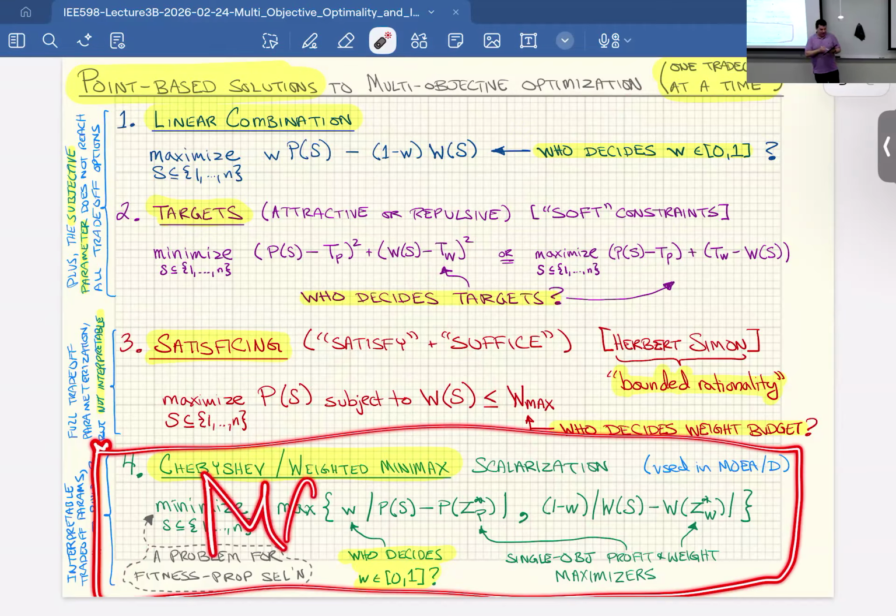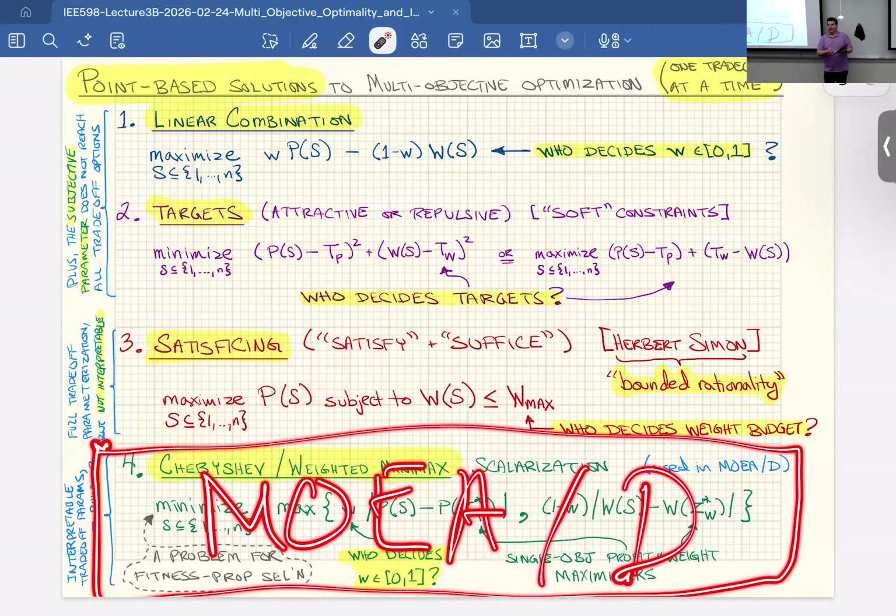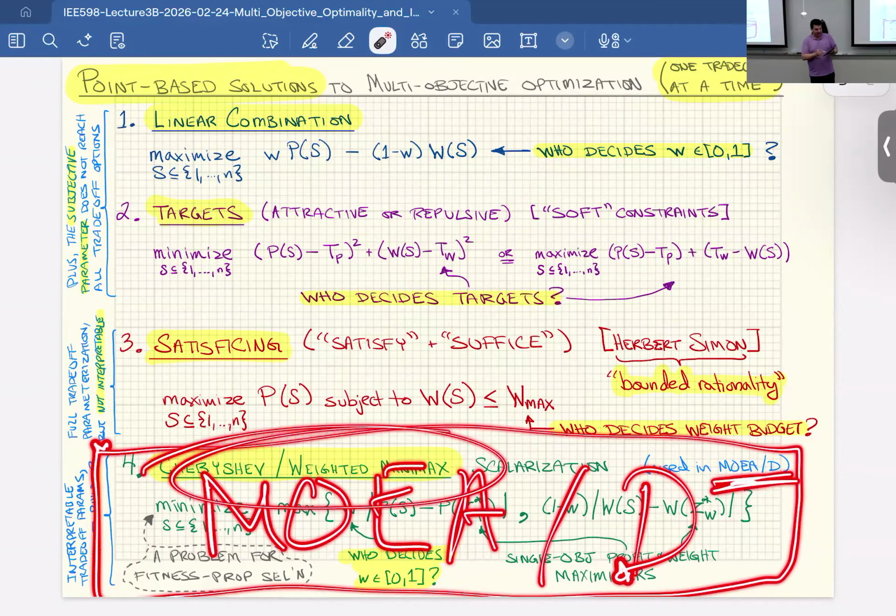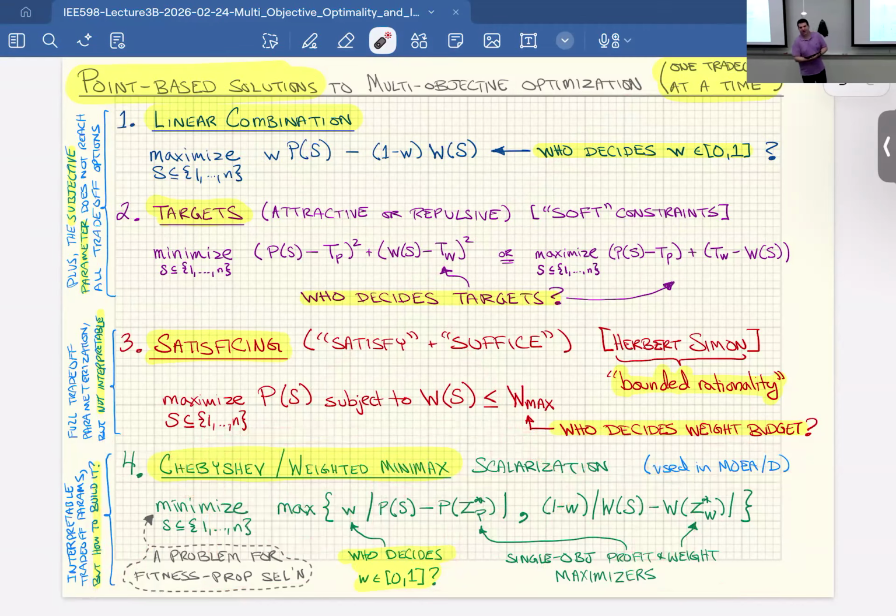And then if you study MOEA/D, which is this decomposition evolutionary algorithm, that is an opportunity for your final project, if you're interested in looking into it. It leverages evolutionary algorithms with this Chebyshev scalarization to solve it for three and higher. But I'm getting kind of ahead of myself.